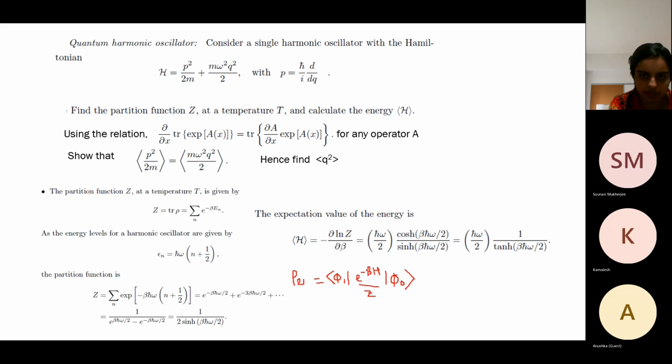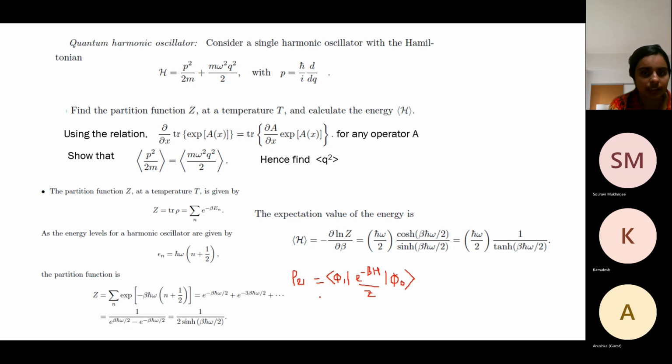When you operate e to the power minus beta H on phi 0, what will you get? You will get the first eigenvalue, so something like h cut omega by 2 will come out, divided by Z. Is that clear? Yes, ma'am. Then you have this inner product of phi 1 and phi 0. Now what will that be? 0. So that means all non-diagonal terms will be 0 in the energy representation.